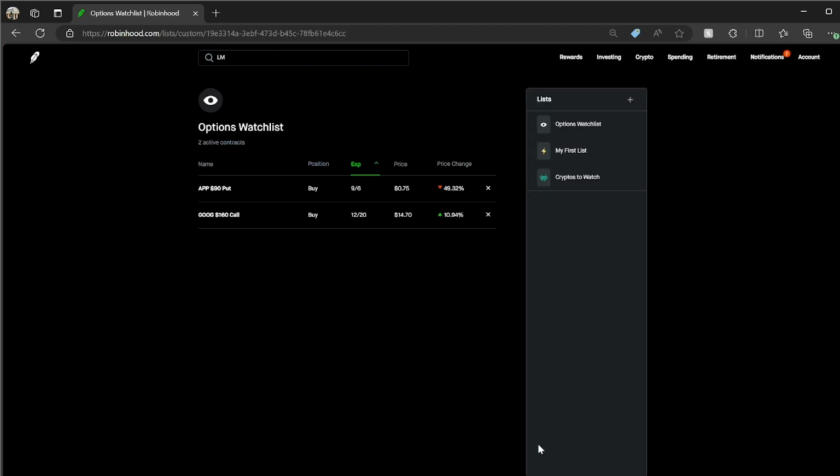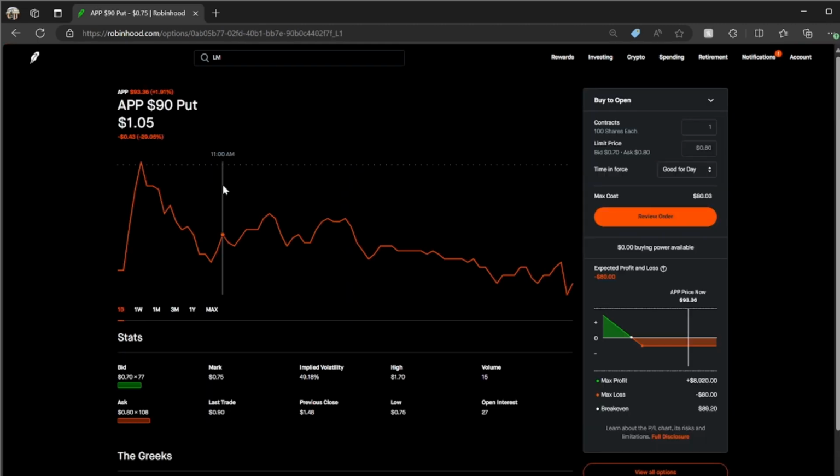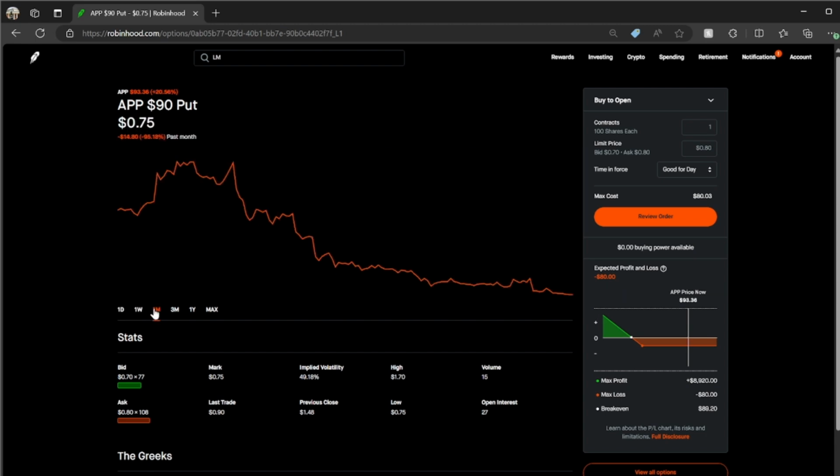Let's look at this and see how it's performed. App $90 put for September 6th at 75 cents. Currently, that's between the bid and ask. Today, one as high as $1.50, and then we're all the way down to 68, 75. So basically these options were cut in half from 9:50 to 4 p.m.